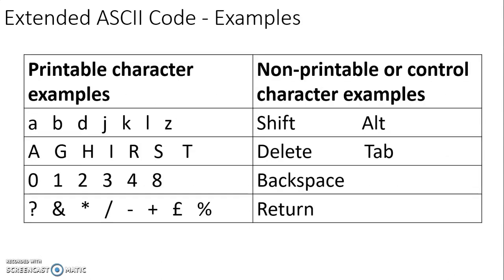So if we have a look at some examples of printable characters, they're all of your lowercase and uppercase letters, your digits and the symbols. They're anything that if you type on the keyboard you will see appear on the screen. Non-printable or control character examples are Shift, Alt, Delete, Tab, Backspace or Return. They are characters that when pressed will manipulate the text, but won't actually print anything onto the screen, and that's why we call them non-printable or control characters.